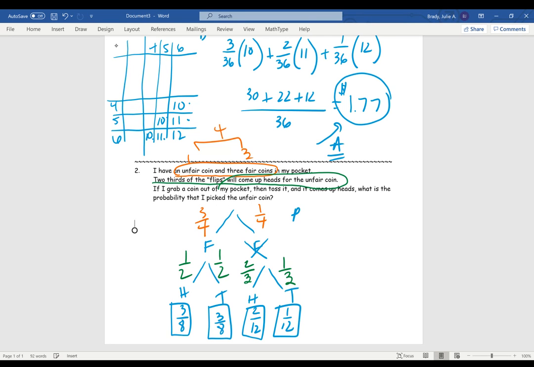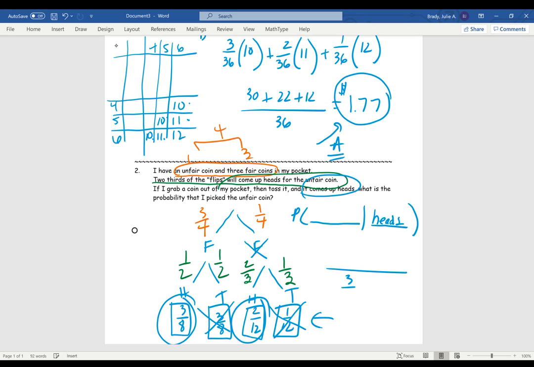So we need the probability of something happening knowing that something else happened. I grabbed a coin out of my pocket, I tossed it and it came up heads. So what we know is that we got a heads. When I look at the last line, this could have happened, this couldn't have happened, this could have happened, and this could have happened. So our new world is just those 2 probabilities. That's the only thing that could have happened.